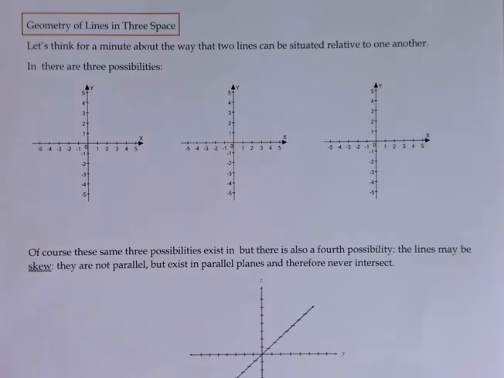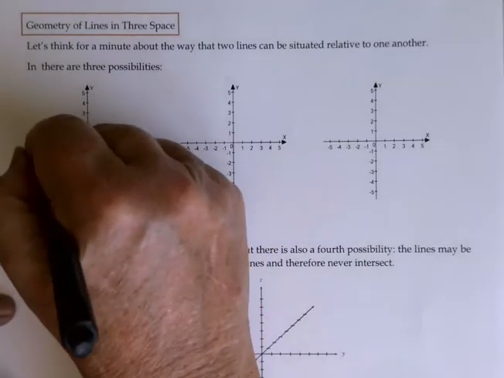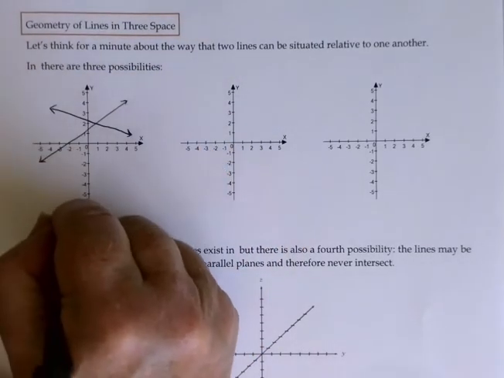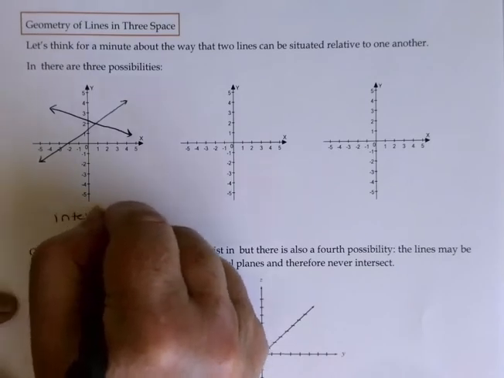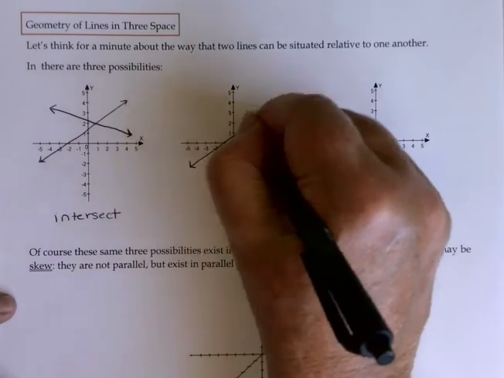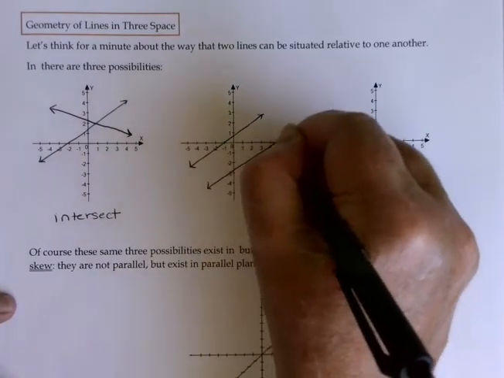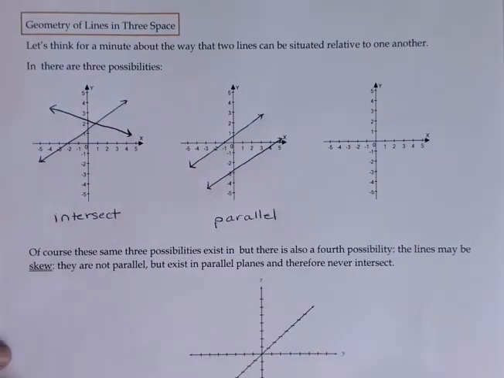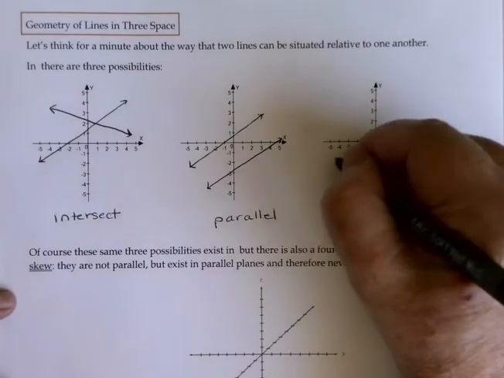This is section 11.5, part 5, and we're now going to take a look at the geometry of lines in 3-space. First of all, just a quick reminder, in 2-space there are essentially 3 relationships that 2 lines can have to how they're situated with respect to one another. One possibility is that the 2 lines simply intersect. Another possibility is that they are parallel. And the third possibility is that they're collinear, or in other words, they're really the same line.